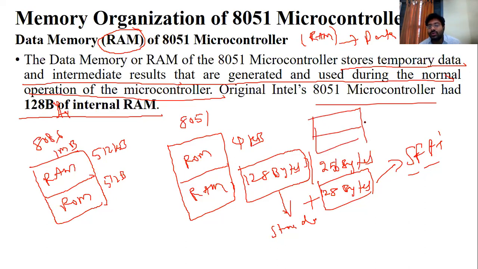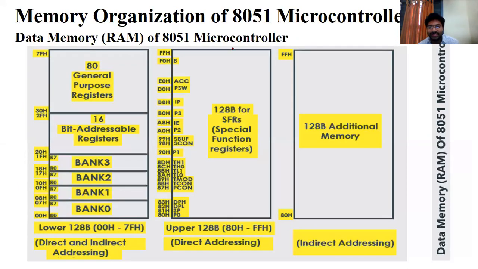The 256 bytes is divided into the lower 128 bytes and the higher 128 bytes. One is used for temporarily storing data and the other is used for the SFRs. That's why we are not considering the SFR area as data memory. We are considering only 128 bytes for internal RAM. Okay, now see this is some RAM memory, and now see direct and indirect addressing.